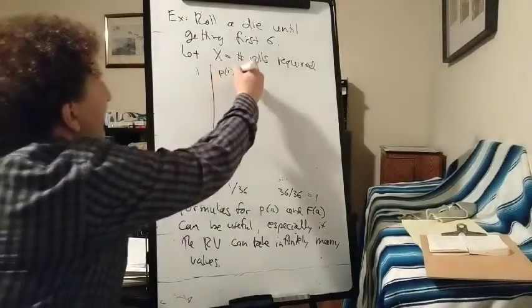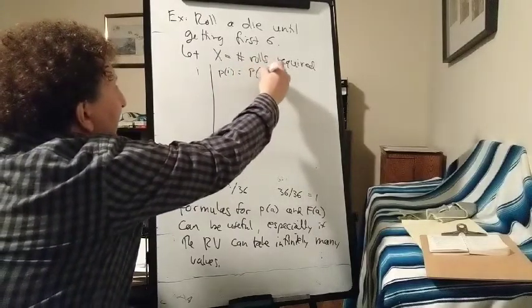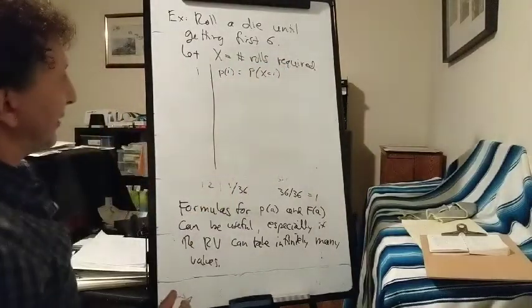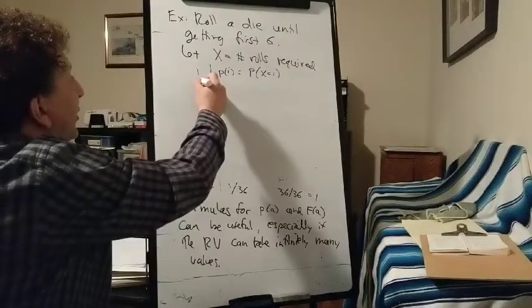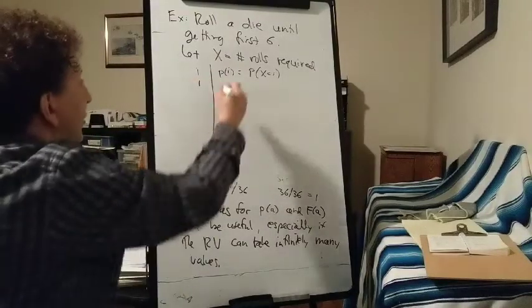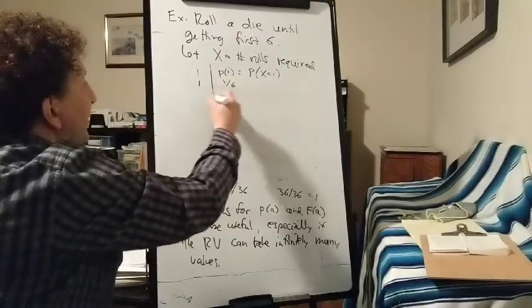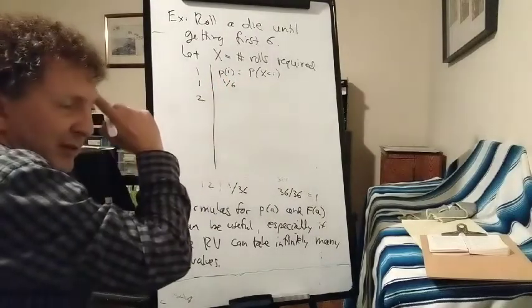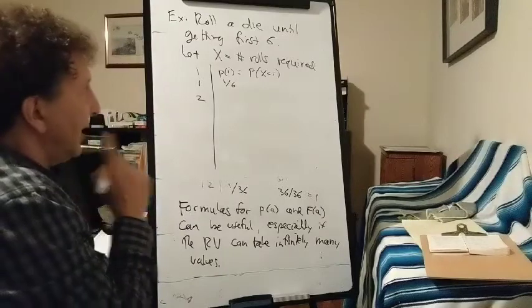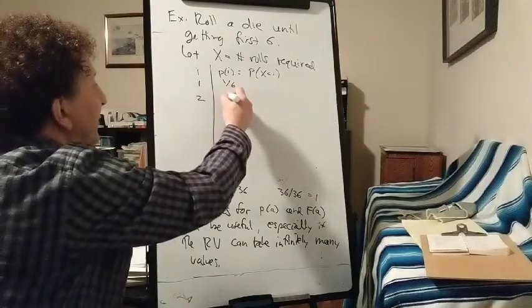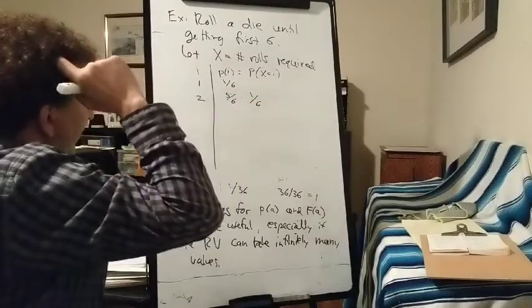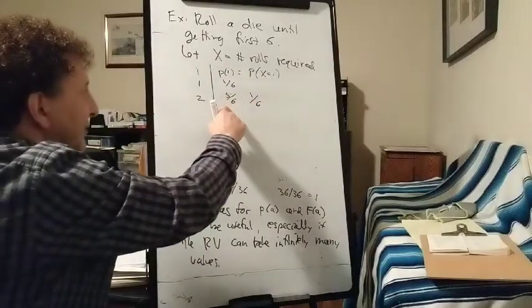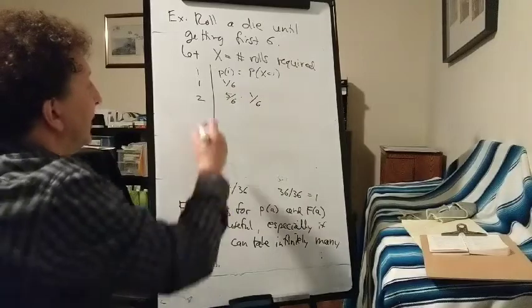Little p of i is the probability that x equals i, the probability that we see our first 6 on the ith roll. So the earliest we could see the 6 is the first roll, and that'll happen with probability 1/6. And we could see the 6 on the second roll, and that'll happen if we get something besides 6 and then a 6. Get something other than 6 with probability 5/6 times 1/6.